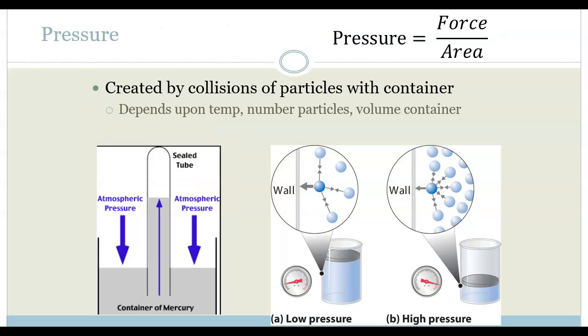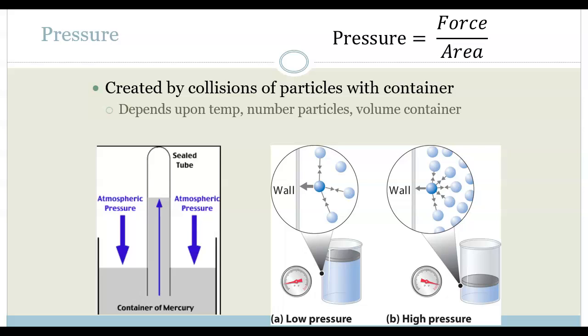So when we look at pressure, pressure is explained through the kinetic molecular theory by looking at how particles collide with their container. They move in straight lines until they collide with either another particle or with their container. And so we look at pressure as force divided by area. The amount of pressure is going to depend upon the temperature, the number of particles in a container, and also the volume of the container. So if you have more particles inside of a container, you will have more pressure compared to if you had fewer particles in that same container.